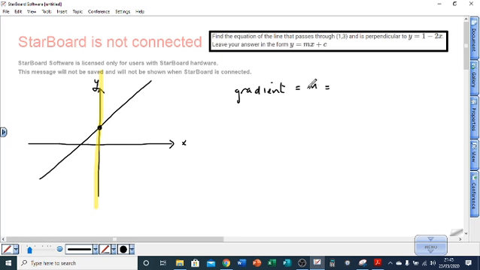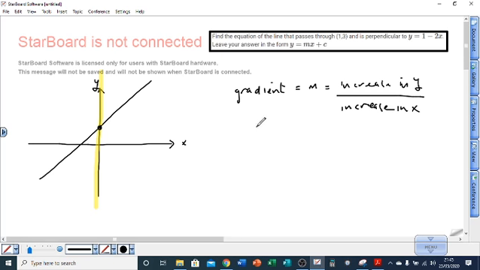Gradient is a measure of this. It is simply your increase in y over the increase in your x direction, increase in x.